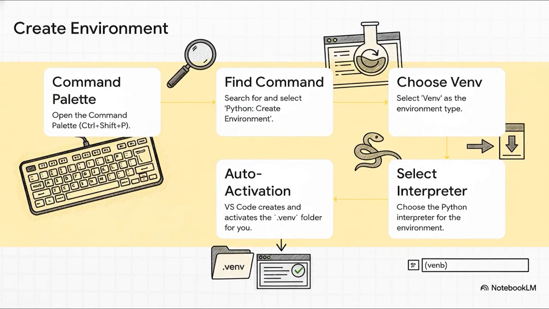And here's the really cool part. VS Code makes this professional practice unbelievably easy. Just open that command palette one more time, and this time search for Python: Create Environment. Choose venv, select your interpreter, and then just watch. VS Code will create a new folder called .venv right in your project and automatically activate it for you. You'll even see it confirmed in the bottom corner of the window. This keeps everything for your project nice and tidy from the very beginning.